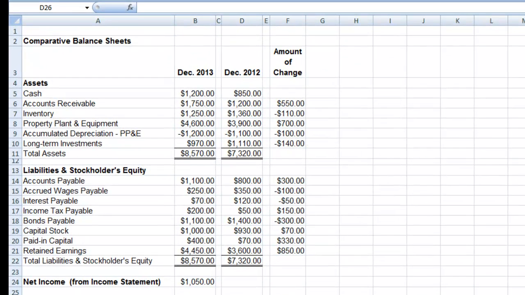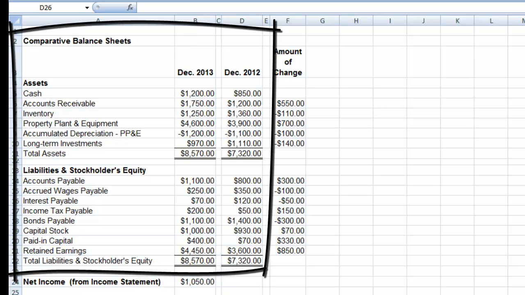Hi, welcome to a short video on the statement of cash flows using the indirect method. Under the indirect method, net income is adjusted to its net cash flow from operating activities. Here is a comparative balance sheet that in a minute we will use to construct the statement of cash flows.